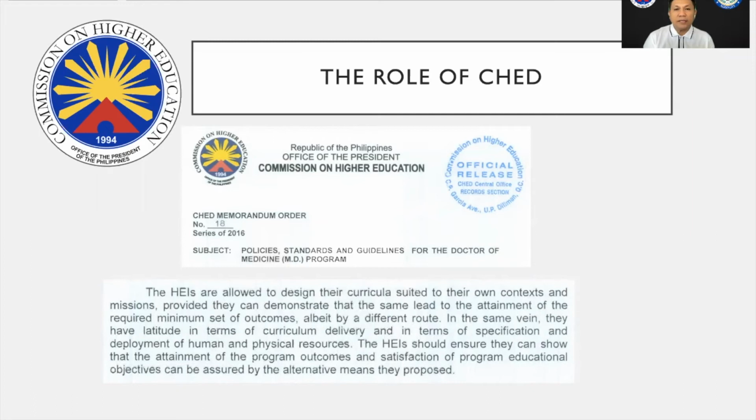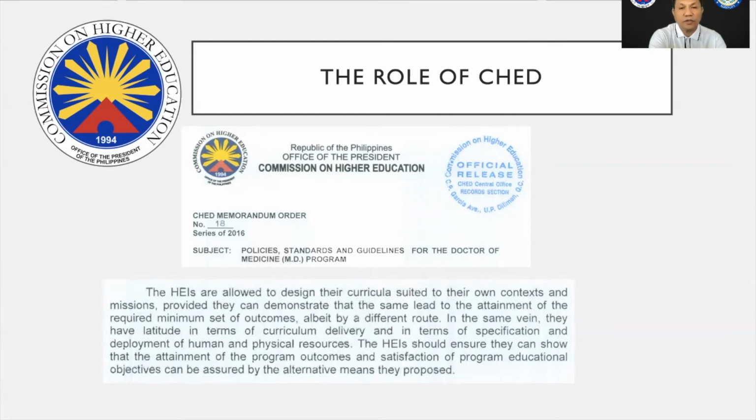Based on CMO 18 series of 2016, the Commission provides for the minimum curricular contents of the MD program without prejudice to additional courses or topics to be included as deemed important by their respective HEIs. Higher education institutions are allowed to design their curriculum suited to their own contexts and missions, provided they can demonstrate that the same leads to the attainment of the required minimum set of outcomes, albeit by a different route.